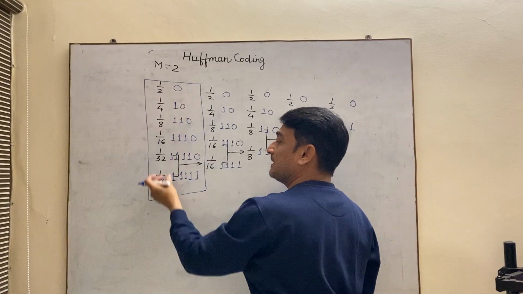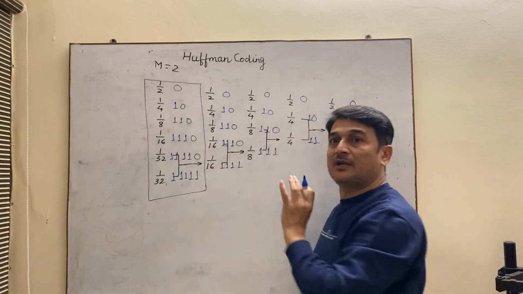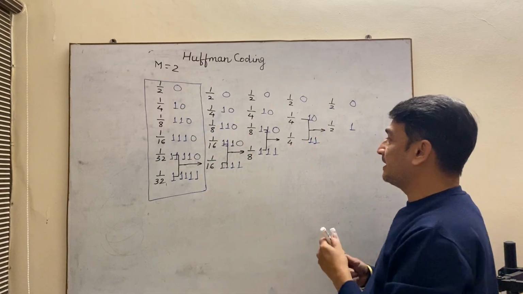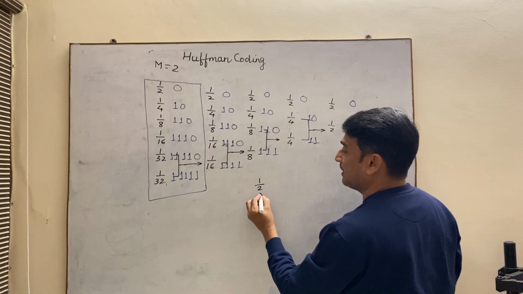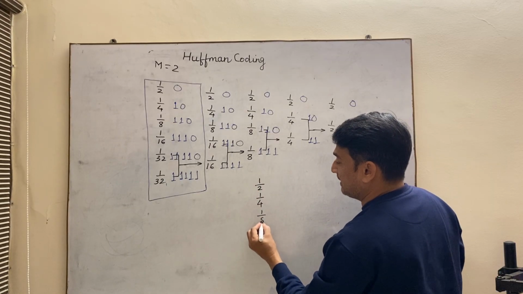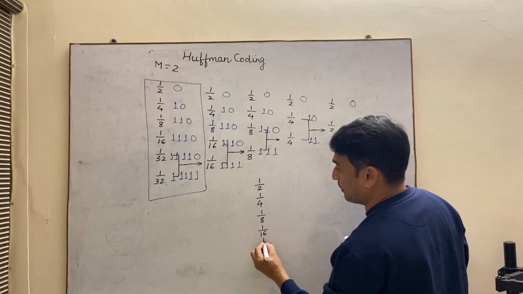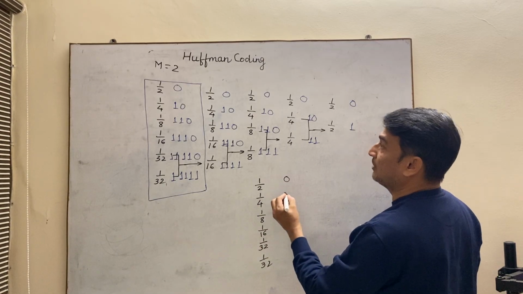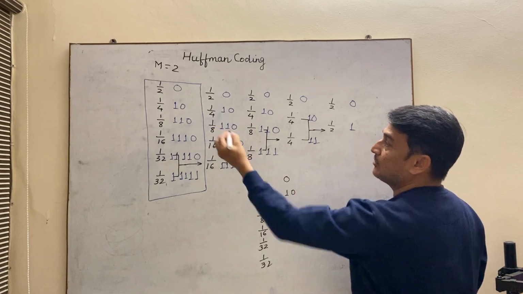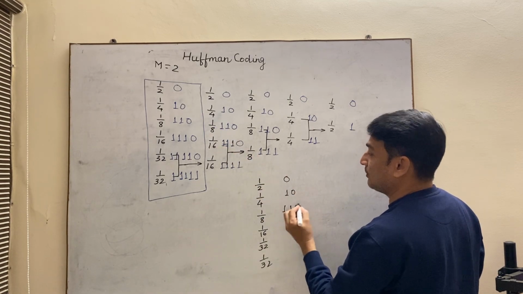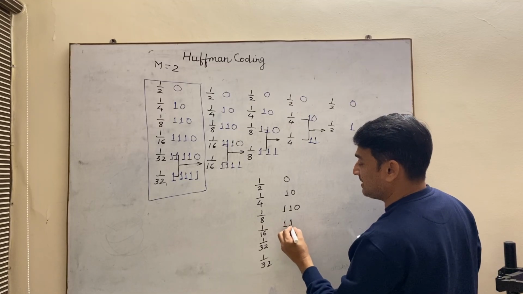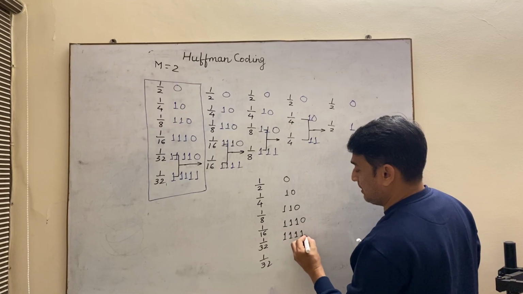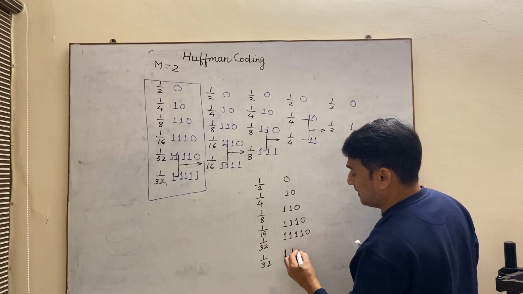So these are the probabilities and these are the corresponding code words. So this last column I will write again to understand the concept better. You have code like this corresponding to their probability values. So 1 by 2 is having code 0, 1 by 4 is having code 10, 1 by 8 is having code 110, 1 by 16 has 1110, then 4 ones and a 0, and finally 5 ones.